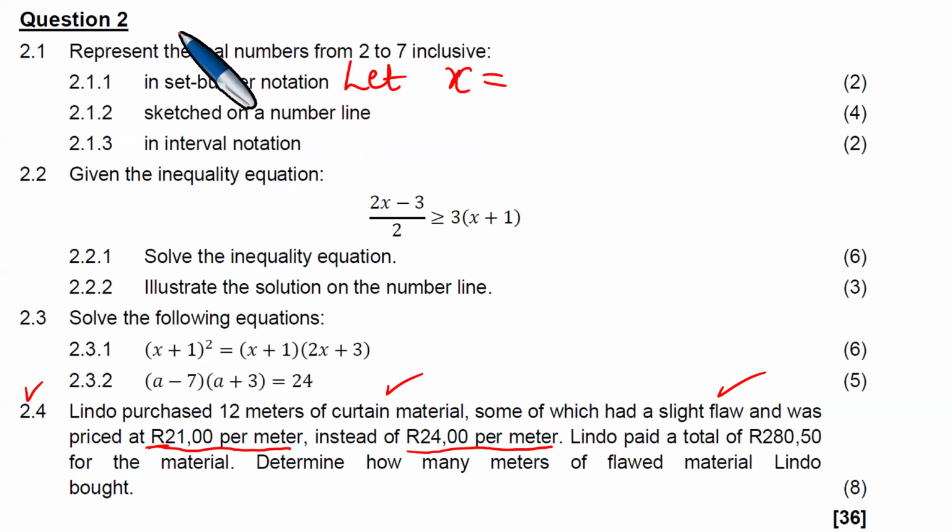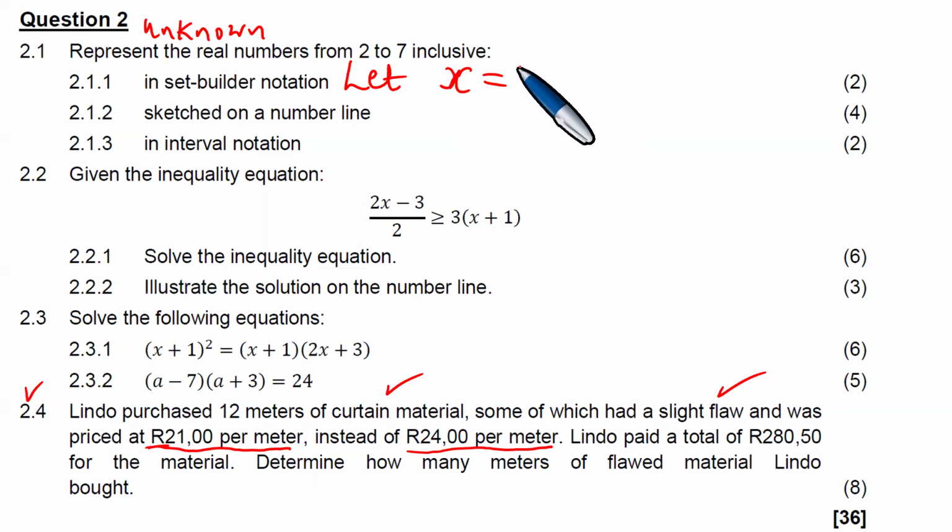If we let X be the unknown, we're dealing with the unknown. What is the unknown? Determine how many meters of flawed material Linda bought. We need to know how many meters of the damaged curtain Linda bought. Some of the curtain was okay, but some of it was not okay. So we let X be the number of meters of flawed material.